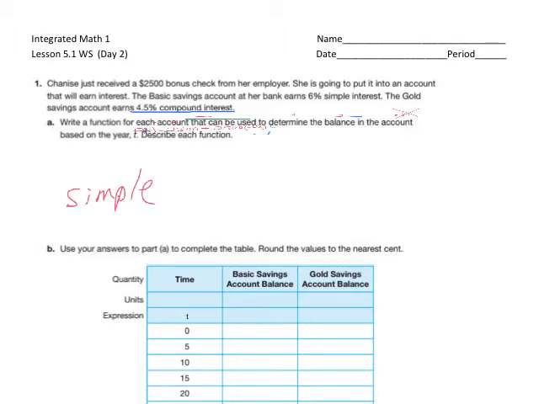Now let's use blue for the compound interest. The compound interest formula is, let's call it G of x, but instead of x we're going to put time again. Time is the input.